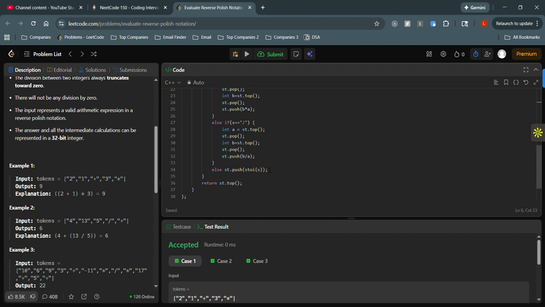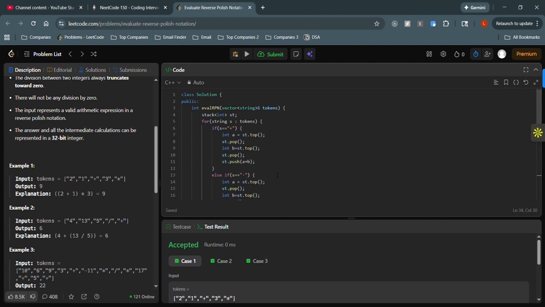And since it's a string, I need to convert it to integer. That is why I've used this stoi method, which is basically string to integer in C++. And finally, you will get your result in the top of your stack. So I return that. Any doubts here?